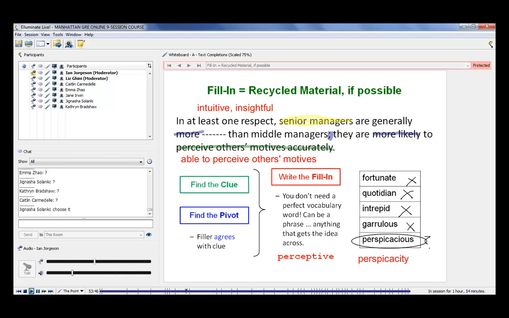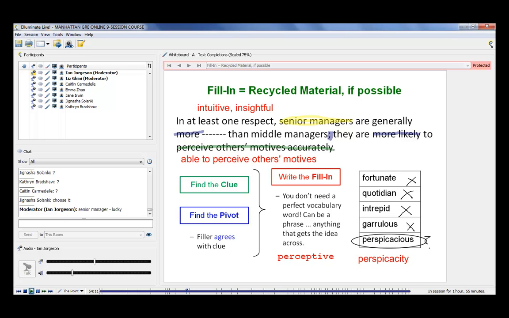I see people talk themselves into fortunate all of the time. They go, I don't know what perspicacious means. I don't want to pick it. Let's go back and look at these. Oh, maybe it's fortunate because they're a senior manager, right? And isn't it better to be a senior manager than it is to be a middle manager? They must be lucky. That's me bringing in my own biases.